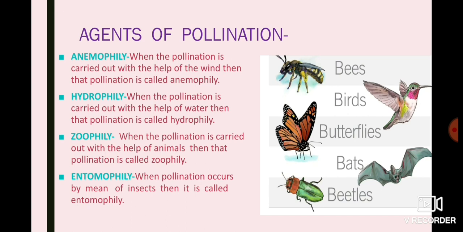There are certain agents of pollination. In anemophily the agent is wind. In hydrophily the agent is water. In zoophily the agent is animal. In entomophily the agent is insect. And there is another type of pollination known as ornithophily, the agent being bird.